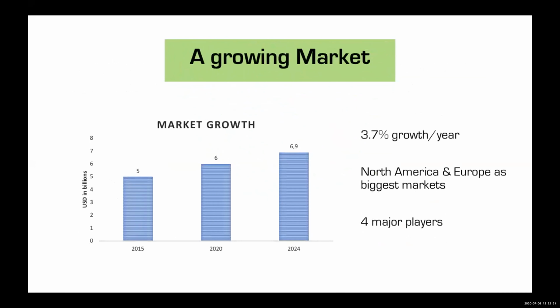The current market, which does not produce the main products we want to produce from biodegradable plastics, is massive. It is currently estimated at around $6 billion in worth, with a growth of over 3.7% every year. 4 major players are currently dominating the entire market of North America and Europe, and all of these companies are waiting too long to move to more sustainable products.